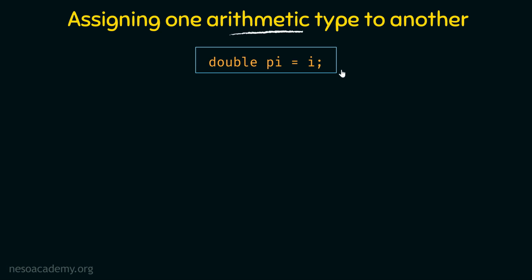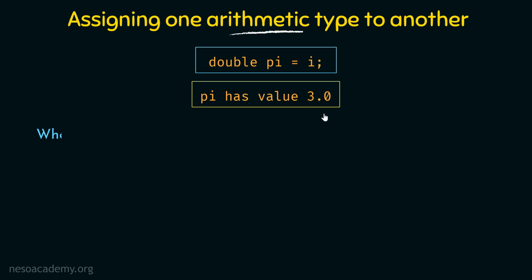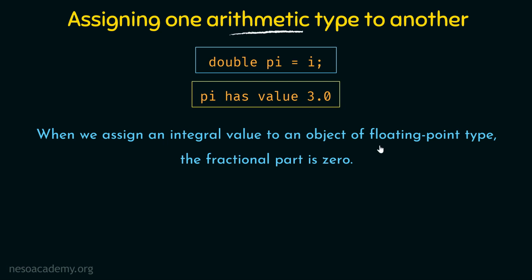Now if I assign that 3, which is an integer, to a double type variable pi, what will happen? Pi will have the value 3.0. Now why does this happen? This happens because pi is of the type double, which is expecting a value with a decimal, but since we are only assigning I, which is an integer having the value 3, it is going to write it as 3.0 because we know that 3.0 actually means 3. So when we assign an integral value to an object of floating point type, the fractional part is always 0. So this is what happens.